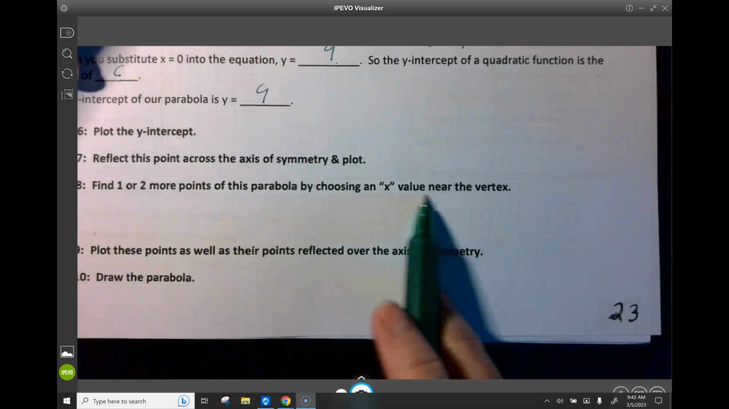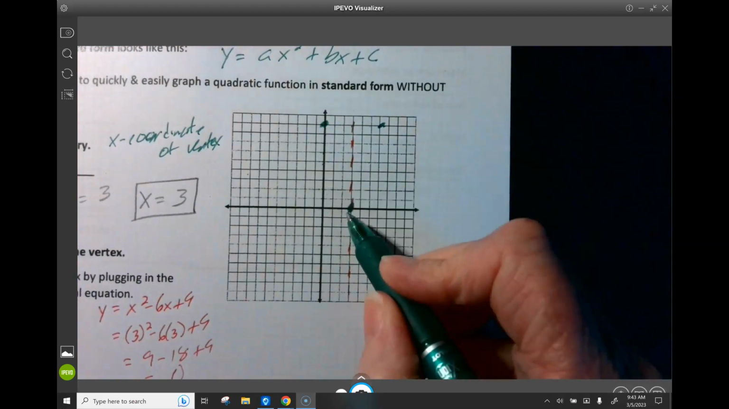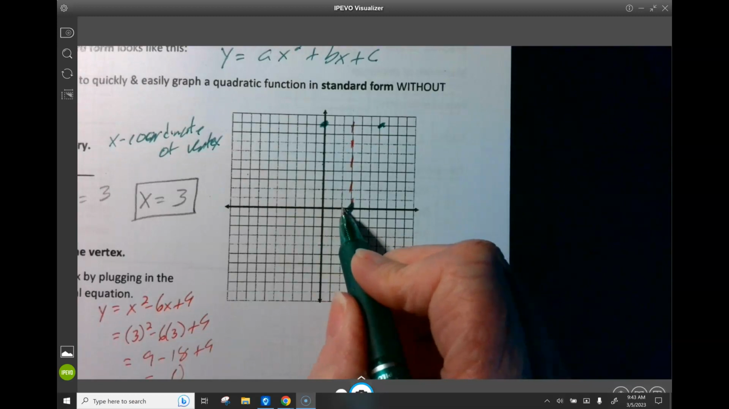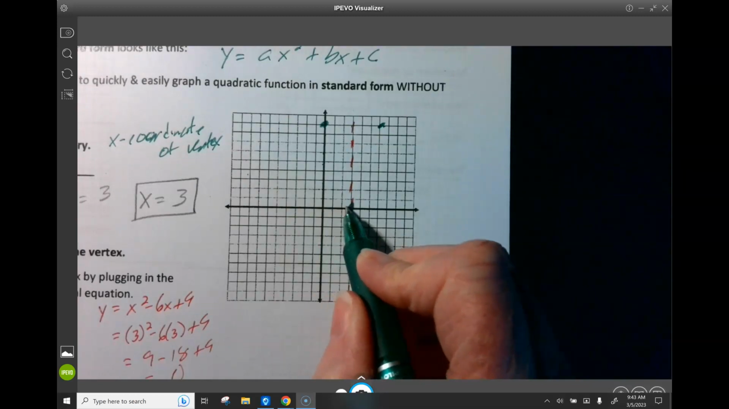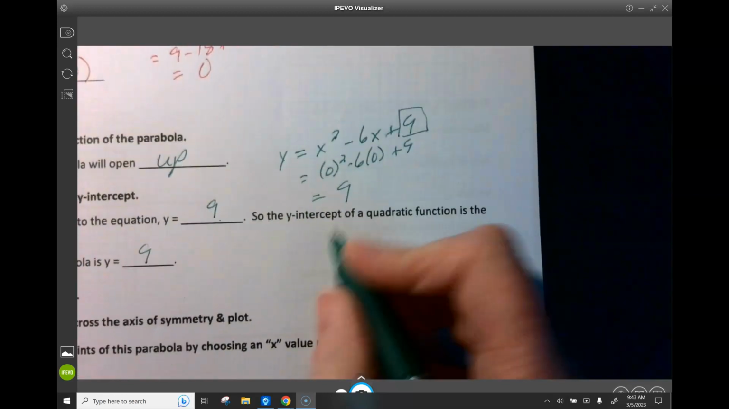Now, I like to have 5 points, and so again, what the directions say, find 1 or 2 more points by choosing an x value near the vertex. So here's our vertex down here. Choose an x value, and it doesn't matter which side you're going to be on. So 2 is a good number, 1 is a good number, and we're going to plug those in.